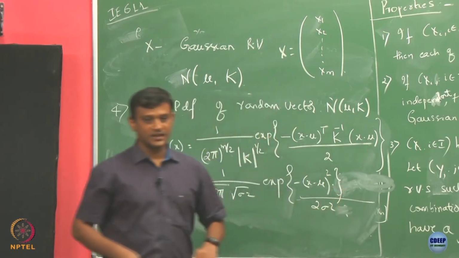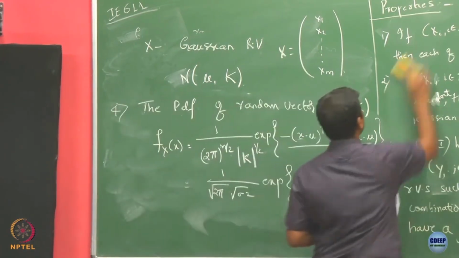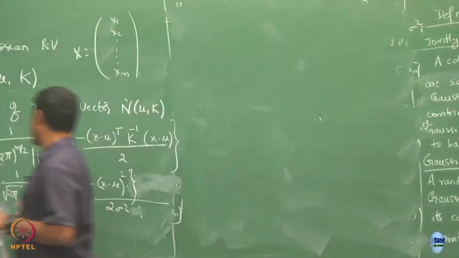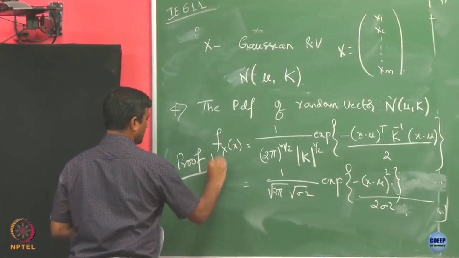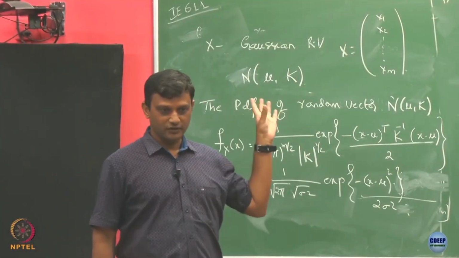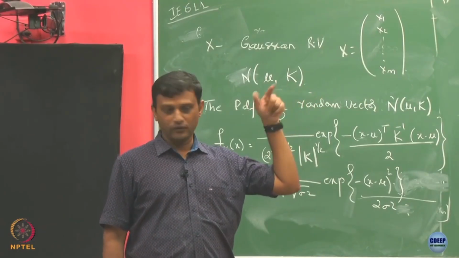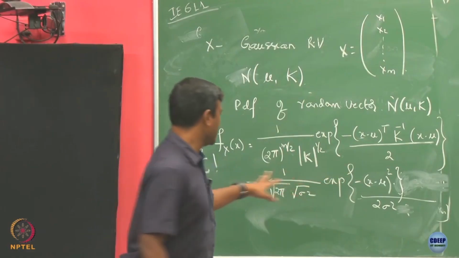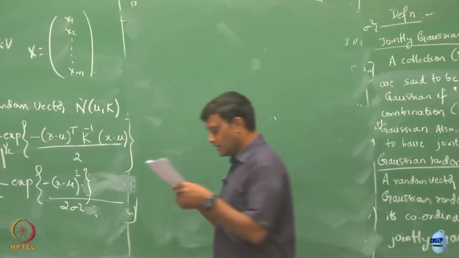That we have for a single random variable. So please do take a look into the proof of this that is given in the book. This proof comes from the eigenvalue decomposition of your covariance matrix. From that one is going to derive. Do take a look into this.